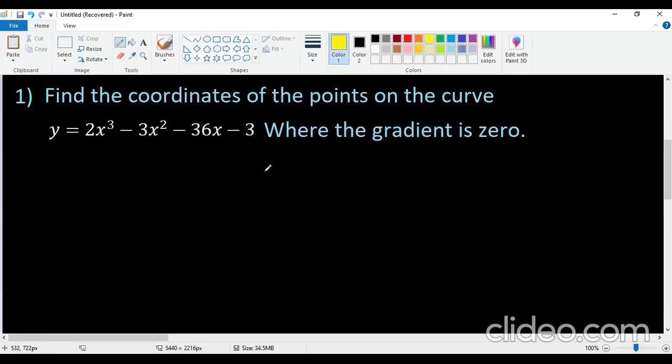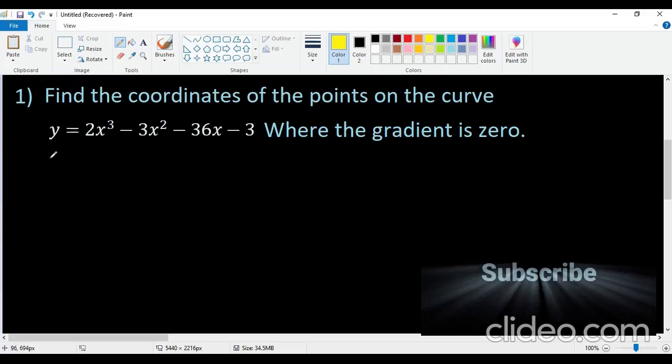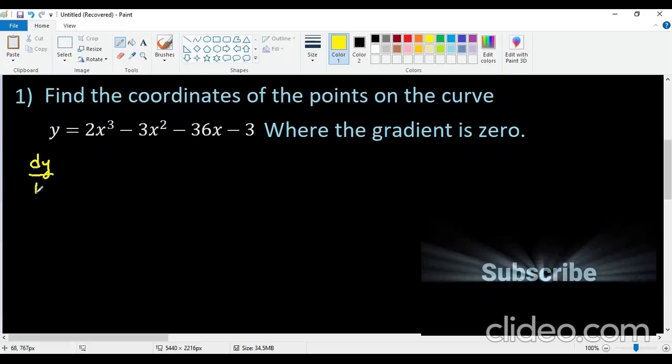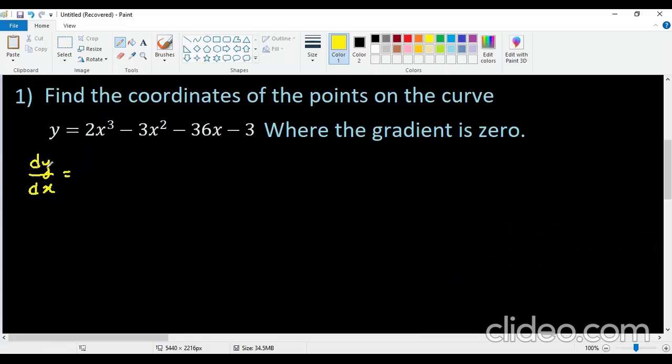So first of all, we are going to differentiate this and we write dy dx. One more thing, most students confuse this and call it dy over dx, which is wrong. In calculus you say dy dx. In this equation, 3 times 2 is 6, so I will write 6 here and reduce the power by 1. That means the 3 becomes 2.